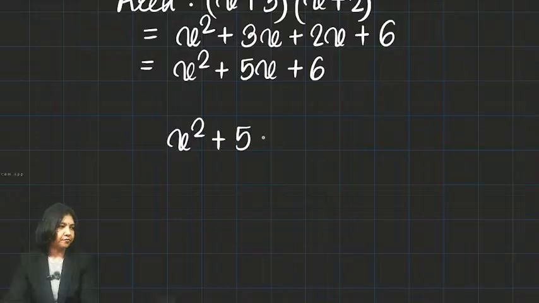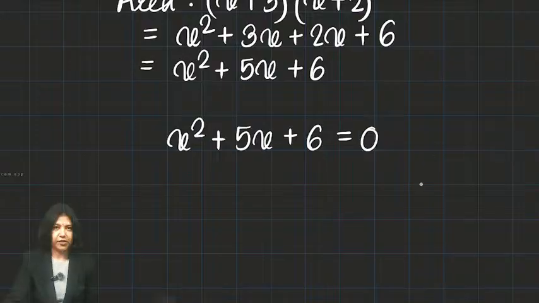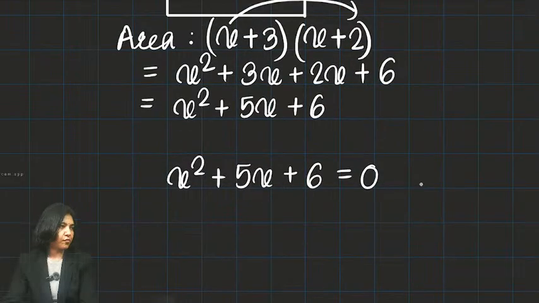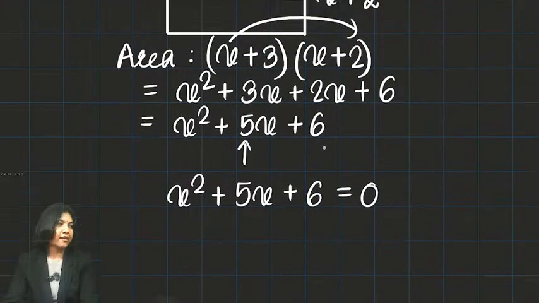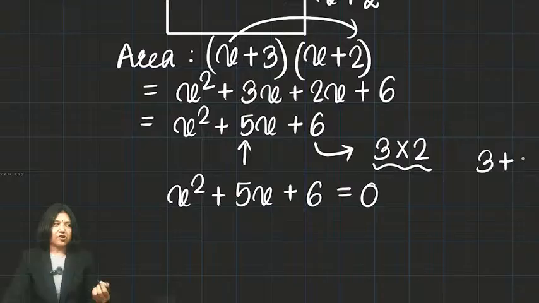You can solve a quadratic when it is an equation, so you will be setting this equal to zero. Okay? Solving is just the opposite of what you have done here in expansion. Look at this number 5 and 6. 6 is the constant, the product of 3 and 2. And this 5 is the sum of the same two numbers, added to give me 5.